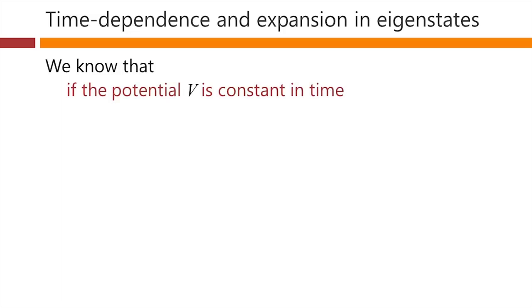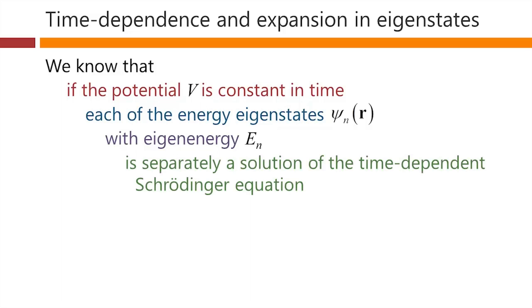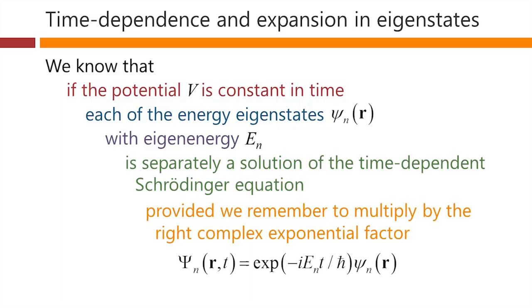We know that if the potential V is constant in time, each of the energy eigenstates, psi n of r, with eigenenergy En, is separately a solution of the time-dependent Schrödinger equation, provided we remember to multiply it by the right complex exponential factor. That is, provided we multiply our eigensolutions of the time-independent equation by e to the minus i En t over h bar, where En is the energy eigenvalue, then this is also a solution of the time-dependent Schrödinger equation.